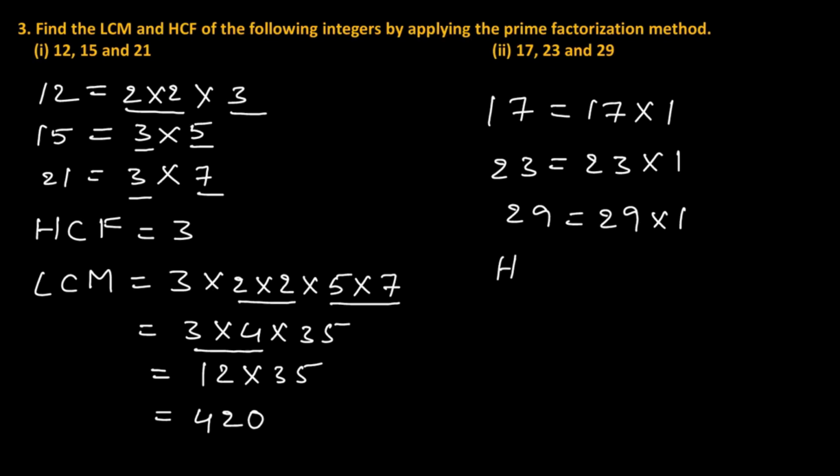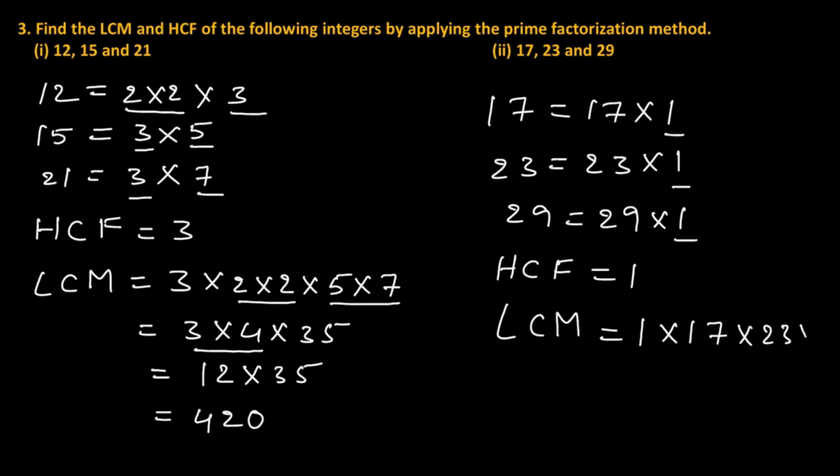Let's see, what is the HCF? There is no common factor. If you think there is no common factor, you'll be mistaken. There is a common factor. If you are not seeing any other common factors, directly your HCF will be 1. LCM is, along with the 1, 17 into 23 into 29. After doing the multiplication properly, 11,339 will be your answer. Right. What's the next problem?